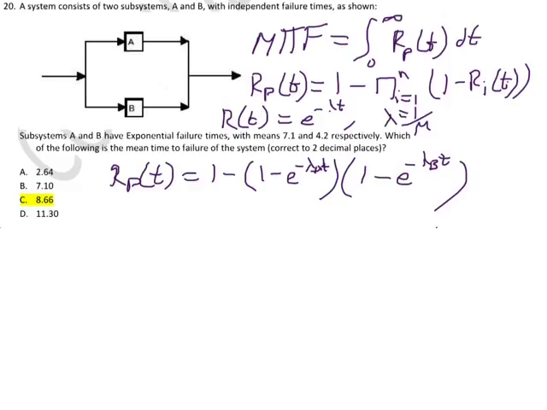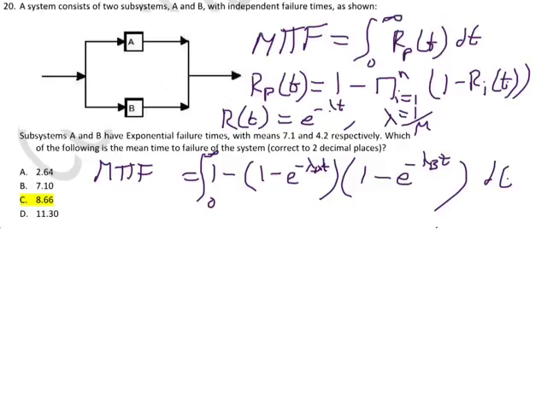So bearing in mind that what we actually want is the integral of that thing, and in the interests of saving space, what I'm going to do is convert this into an integral. So the mean time to failure of the system is going to be given by the integral from 0 to infinity of that thing with respect to time. And then what we're going to need to do is expand out these brackets.